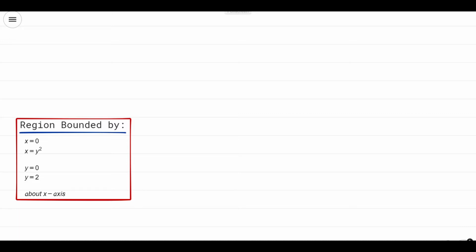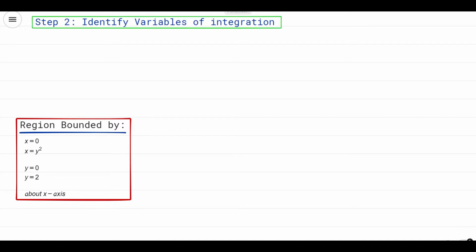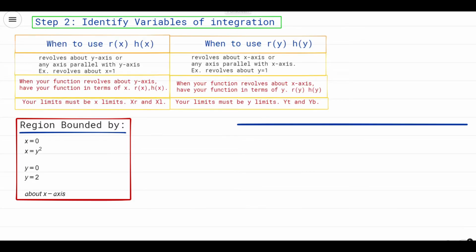So now we're going to identify the variables of integration. One thing I will highly recommend you do is copy this chart down right here: when to use r of x and h of x, and when to use r of y and h of y. We use r of x and h of x whenever it revolves about the y-axis or any axis parallel to the y-axis. Example given, when it revolves about x equals 1.